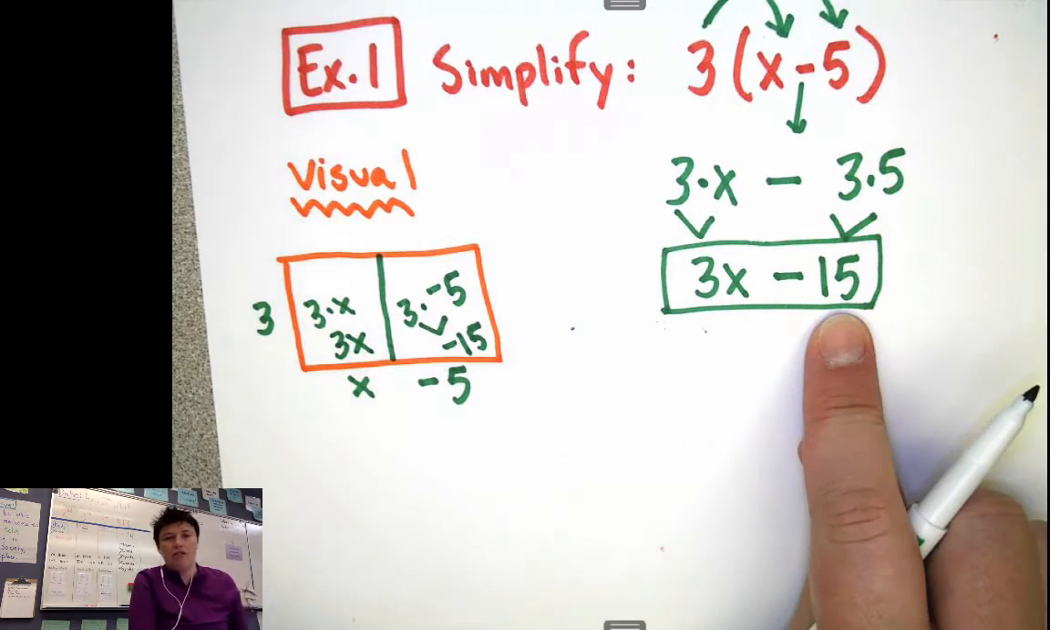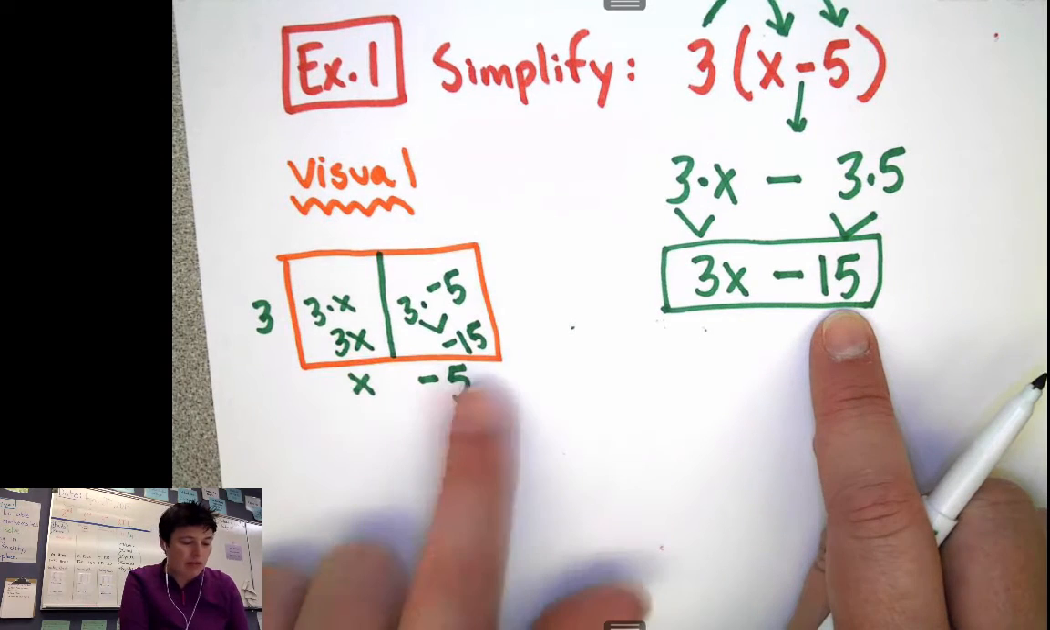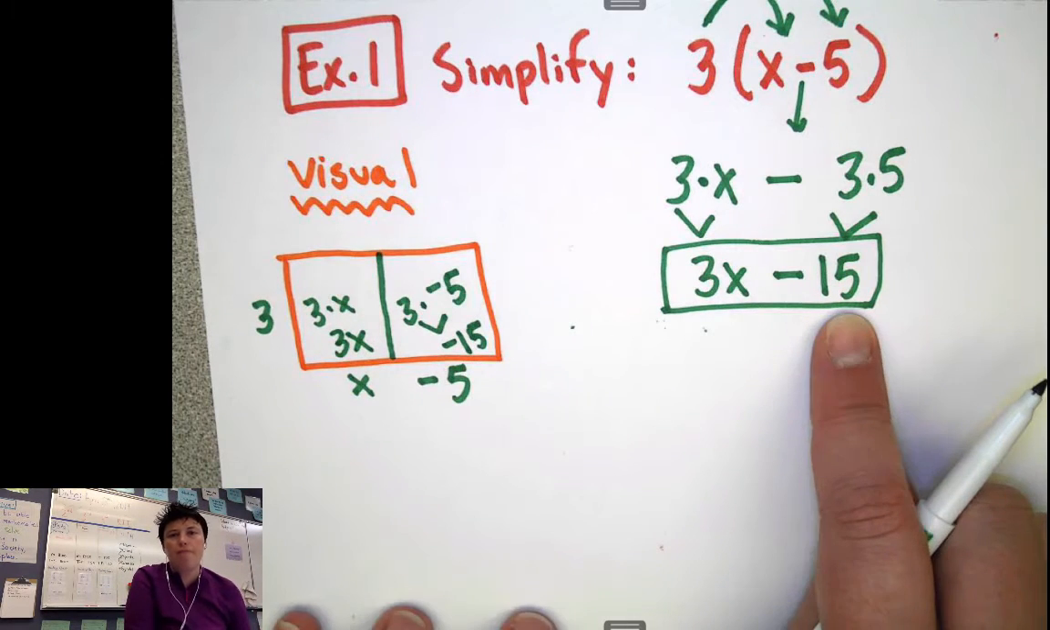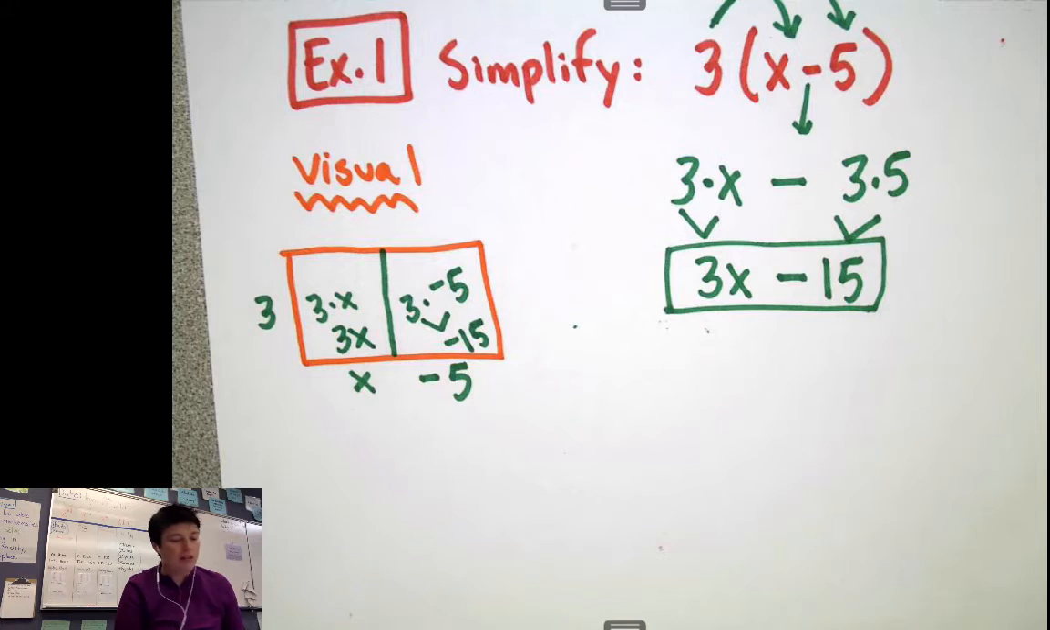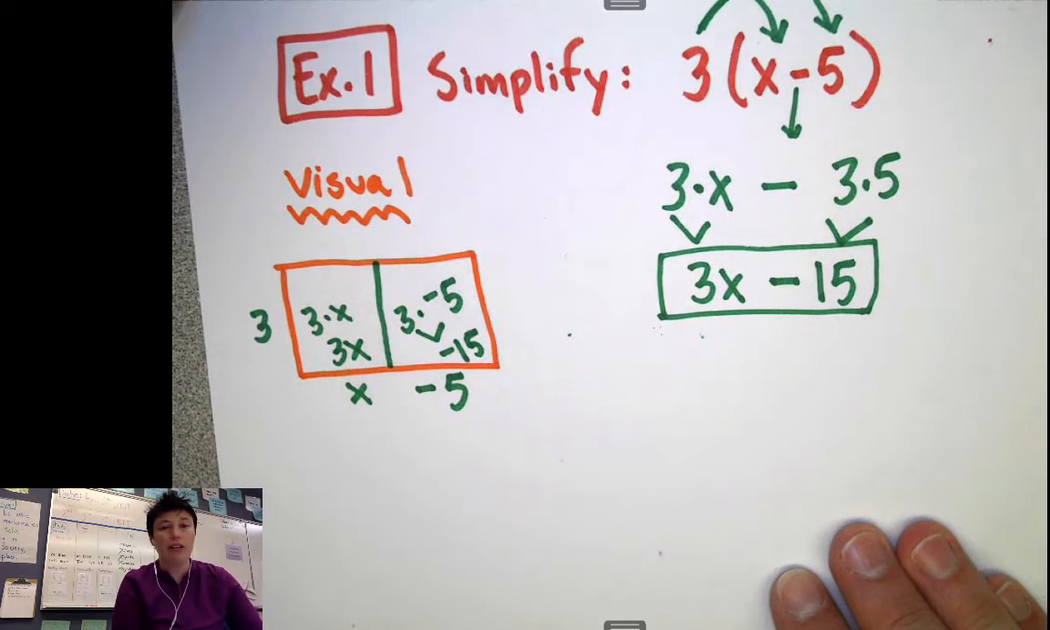Same exact answer as this, 3x minus 15, just another way of showing it. There's my level 4 right now. I've got the visual and the algebra. Okay, so why don't you give this a try? Let's do a you-try problem and see if you've got the hang of this.